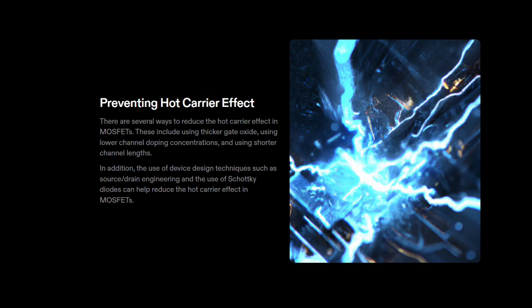Use of device design techniques such as source or drain engineering. Use of Schottky diodes. The Schottky diode is a diode which can also work in reverse bias. We all know that the PN junction carries current only through the forward bias. The Schottky is more or less like a switch, so we can use that to prevent it.